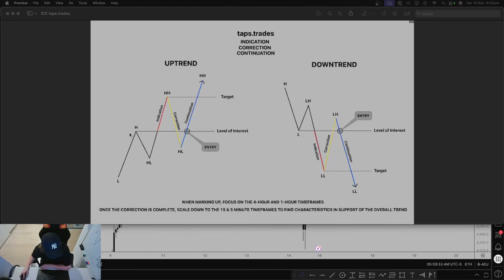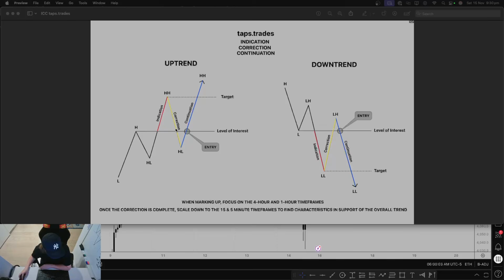We draw our level of interest, and at this point, the first phase of ICC has played out, which is the indication phase. So excellent, we've now just determined that we're in the indication phase. Now price comes back below our level of interest and back below the previous high. This is the second phase, which is the correction phase.